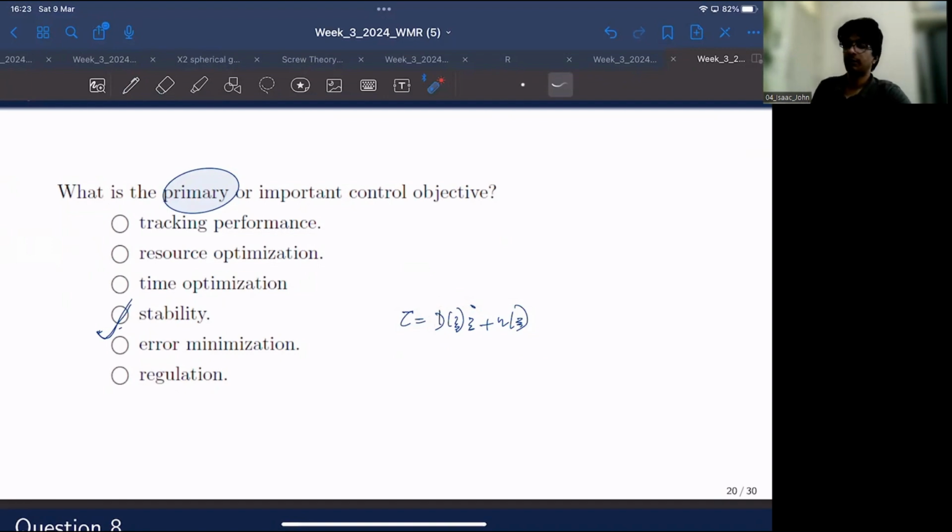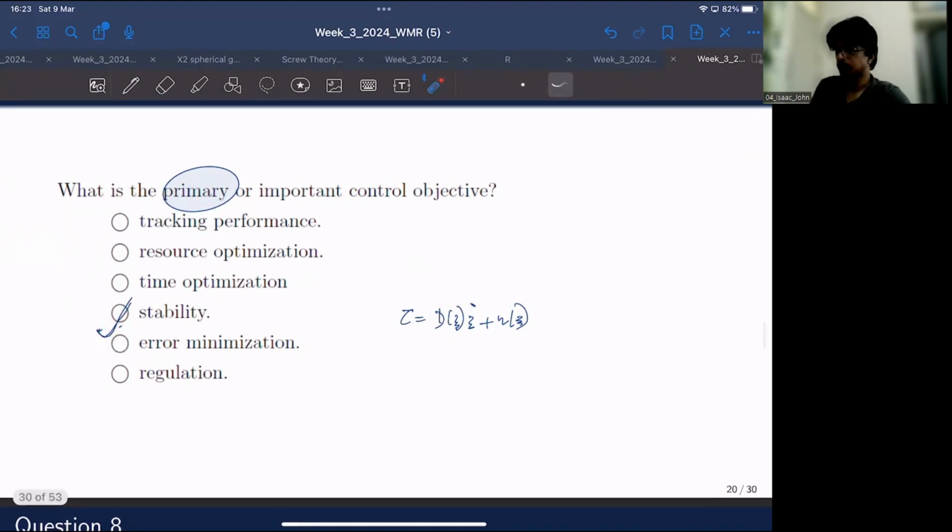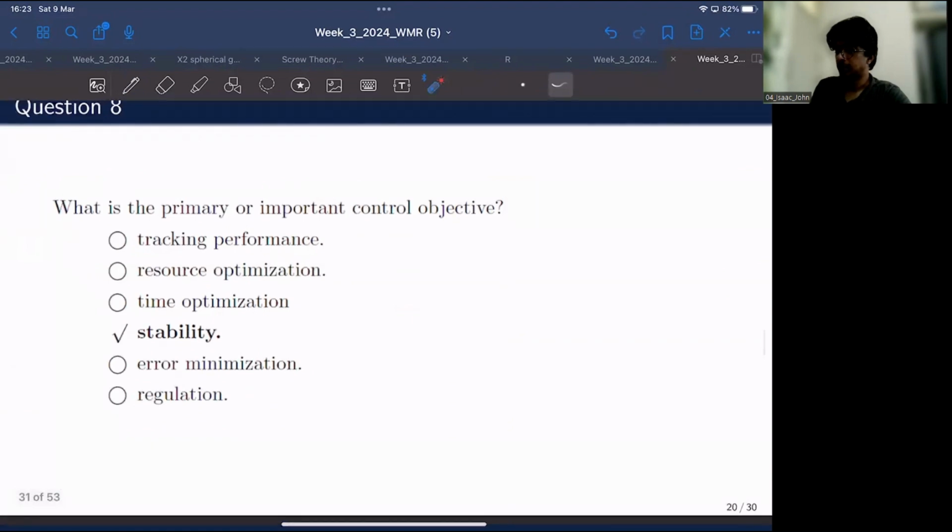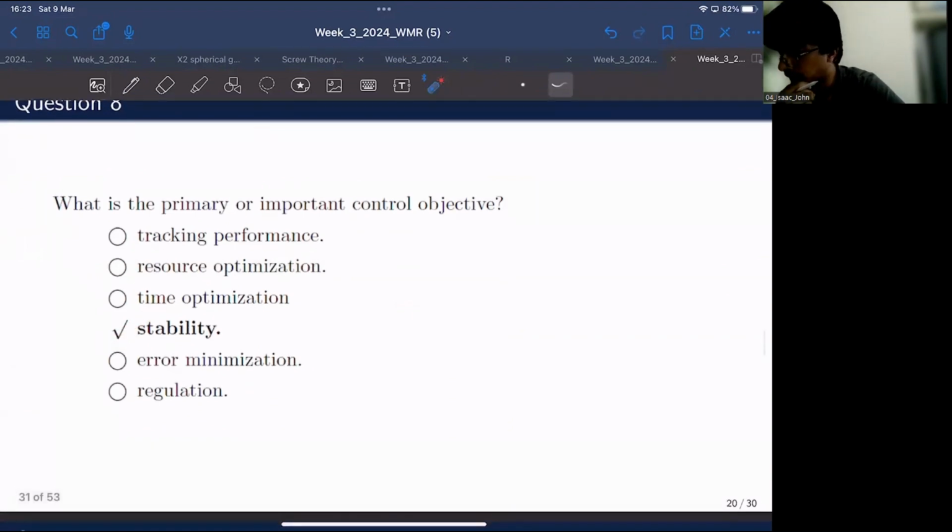So the first and foremost important thing that we have to ensure is to maintain the stability. That should be the most important criterion while designing a robot controller. So in this regard, the correct answer is indeed stability of the controller.